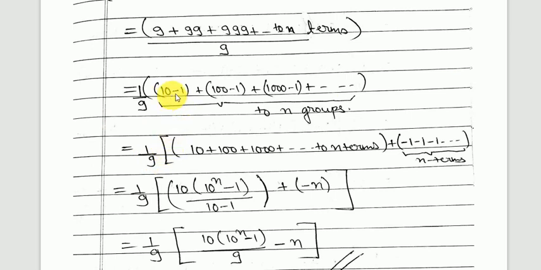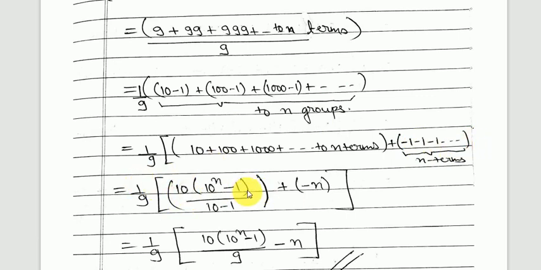So we are opening each group, and from there 10 plus 100 plus 1000 up to n terms, because n groups are there, so you will get n such numbers that are multiples of 10. And then plus and minus 1 minus 1 minus 1, so n such groups were there, so you'll get n times minus 1 minus 1 minus 1 and so on.